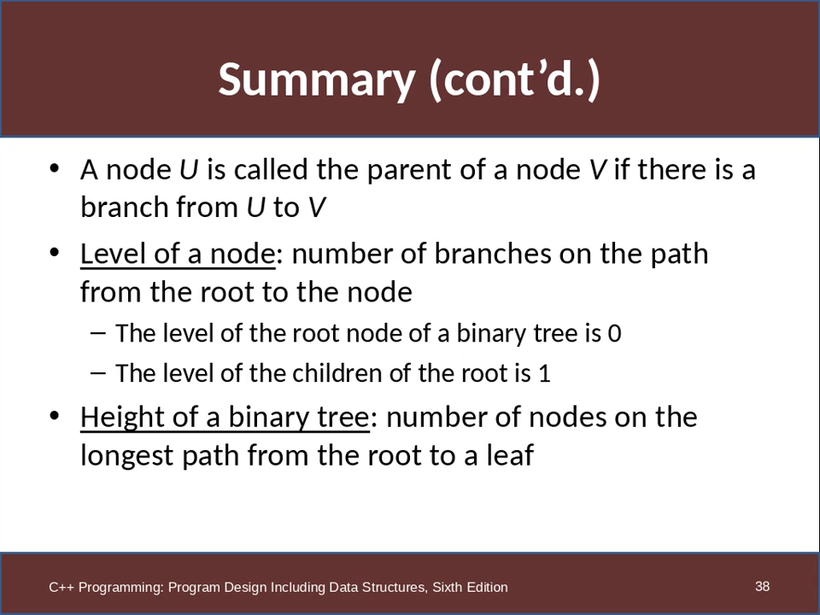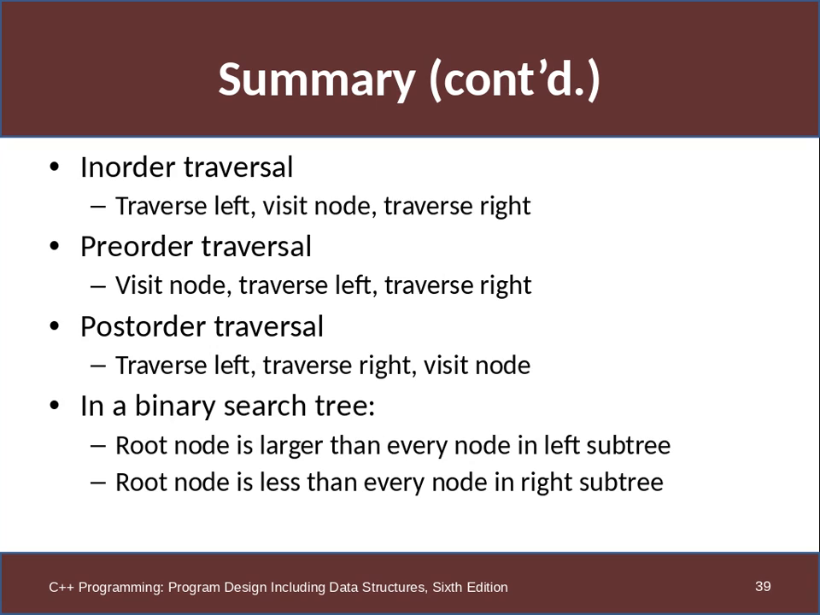A node U is called a parent of V if there's a branch from U to V. Great. A leaf is basically a node at the end where it has nothing. Oh, no, that's a level, sorry. Level is the number of branches on the path from the root to the node. Level of the root is 0. The level of the children of root is 1. The height of a binary tree is the number of nodes in the longest path. So the highest level plus 1, essentially.